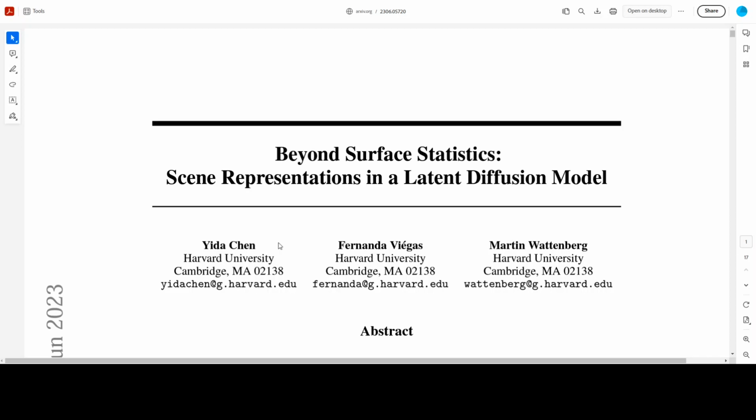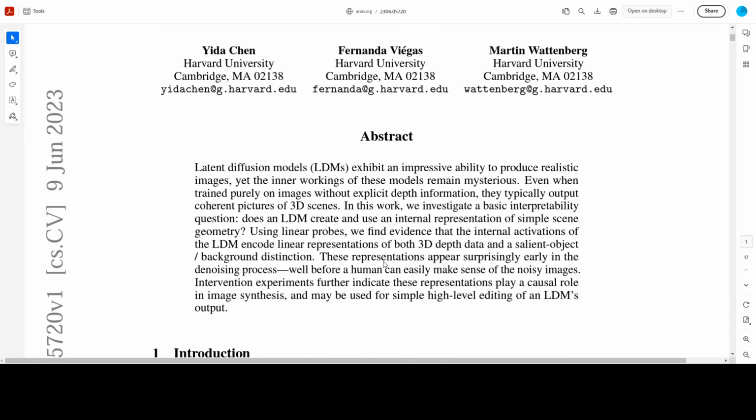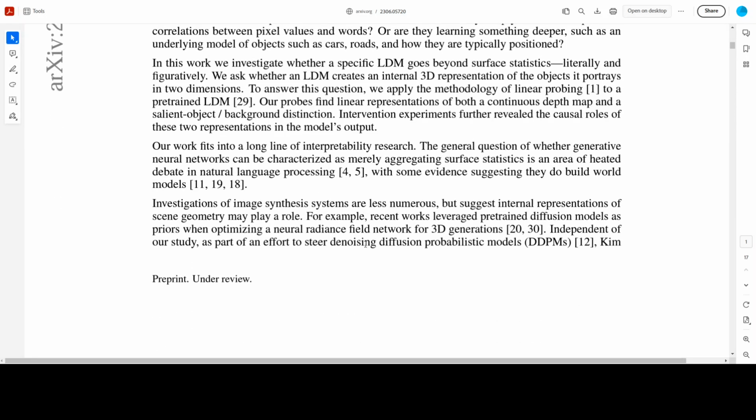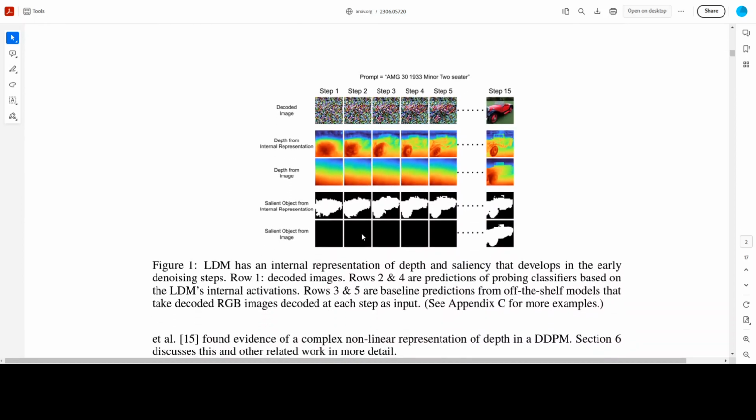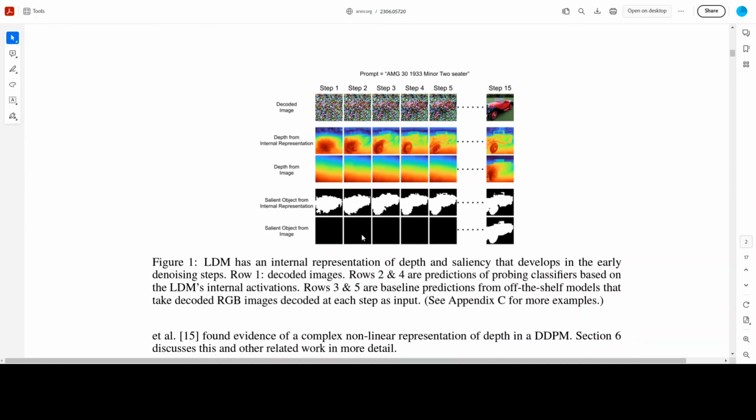Using linear probes, they found evidence that the internal activations of the LDM encode linear representation of both 3D depth data and a salient object background distinction. These representations appear surprisingly early in the denoising process, well before a human can easily make sense of the noisy images.